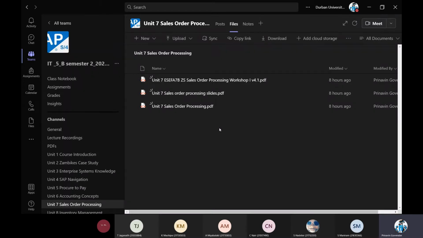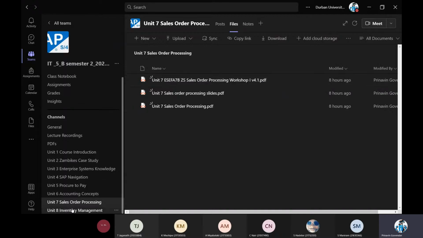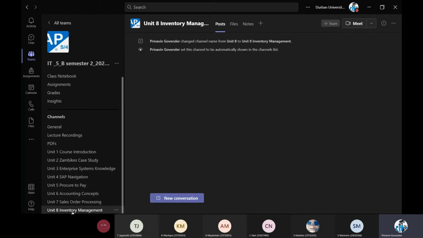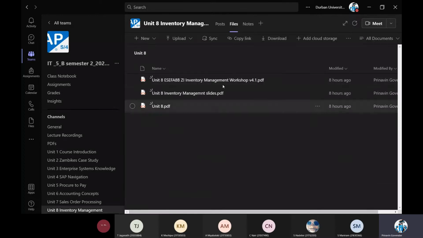Each unit will have the theory, the PowerPoint slides, and the workshop, which is the practical example of how you need to do it in the S/4HANA system. And the last unit is the inventory management system, or the inventory management app. There, again, under Files is where you're going to find your notes.